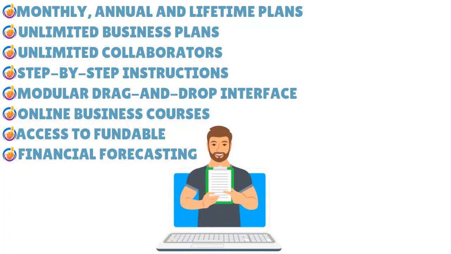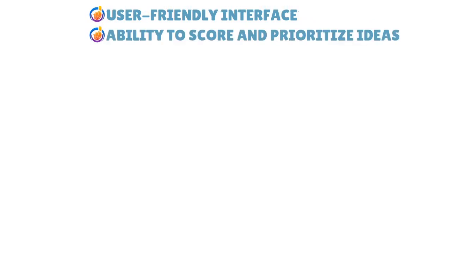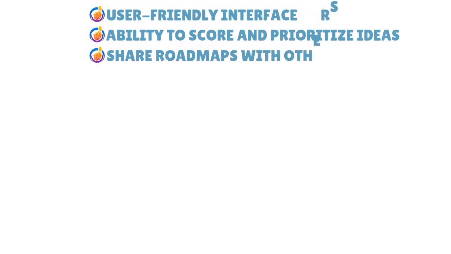So AHA is a great software tool for business planning when it comes to mergers and acquisition. And what we love about this tool also is that it has a user-friendly interface. You have the ability to score and prioritize ideas, as I said before. So in terms of road mapping, very good, because you can actually share roadmaps with others, and you have a 30-day free trial.